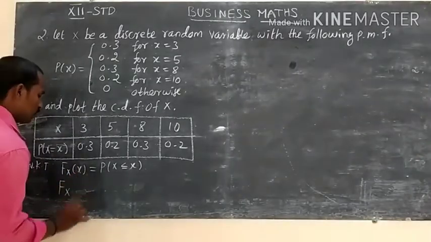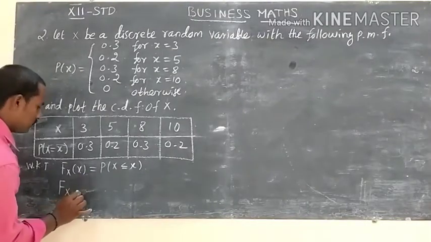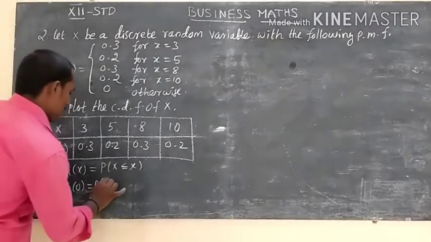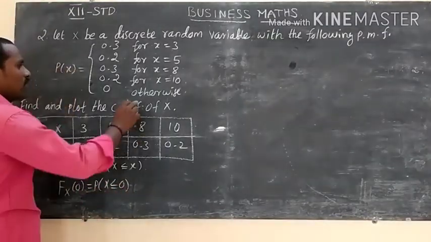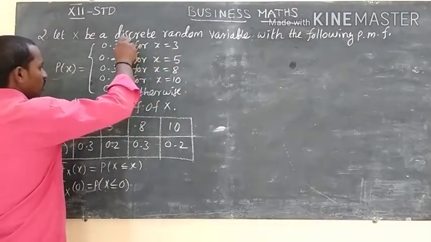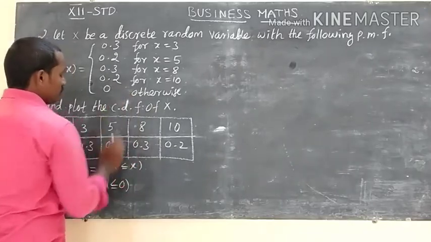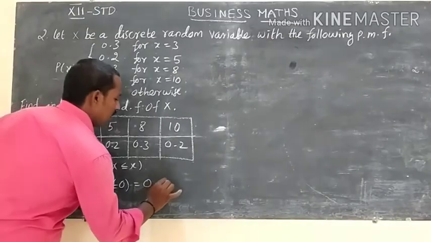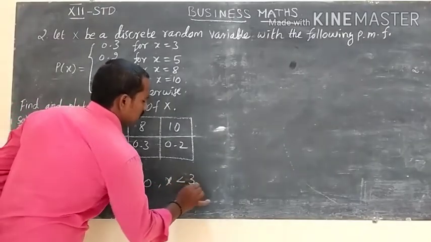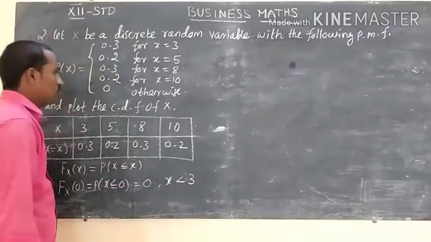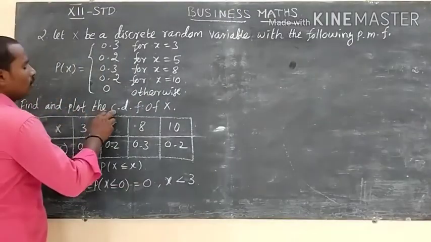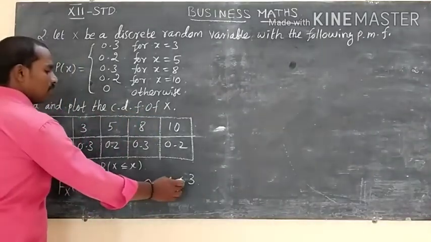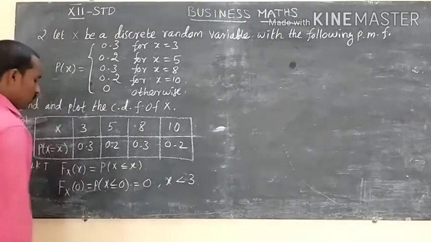F_X of 0, the value at 0, is equal to P of X less than or equal to 0. So the below 3 values are 0, that represents the otherwise 0, which is equal to 0. Here x is less than 3, below 3 values are 0, because here we want to plot the cumulative distribution function of x. So x less than 3, below 3 values are 0.